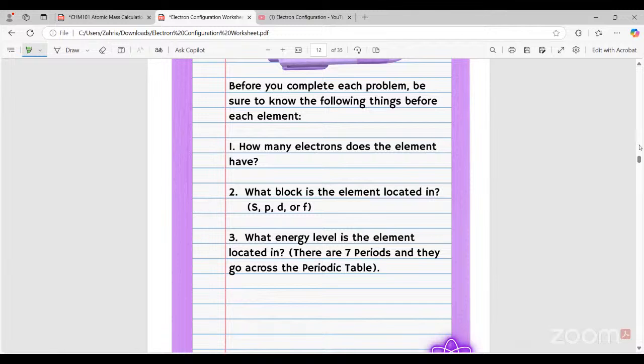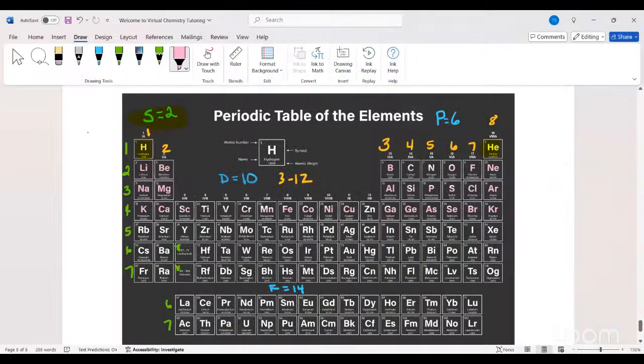All right, so let's take a look at a few examples so that you all can see exactly what I'm saying, and how this process works. We're going to practice. So here's your periodic table right here, guys. First, let's take a look at hydrogen.